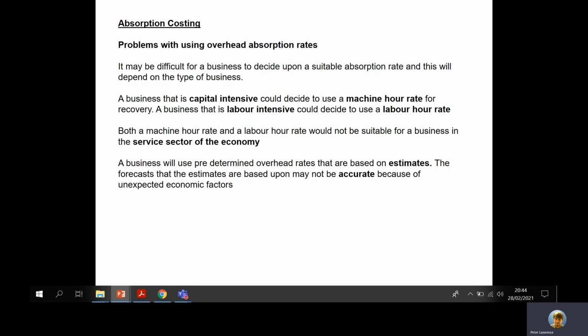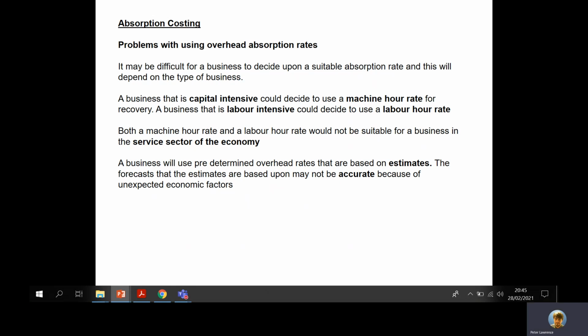So there are some problems with using overhead absorption rates. It can be difficult for a business to decide on a suitable absorption rate. It will depend on the type of business. So businesses that are capital intensive, that use a lot of machinery, will use machine hour rate. Businesses that are labour intensive will use a labour hour rate. But neither of those are suitable for any companies in the service sector. So it's very difficult if people aren't physically touching a product to calculate an absorption rate.